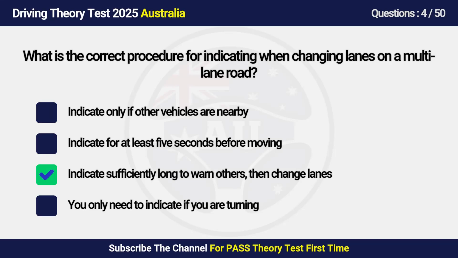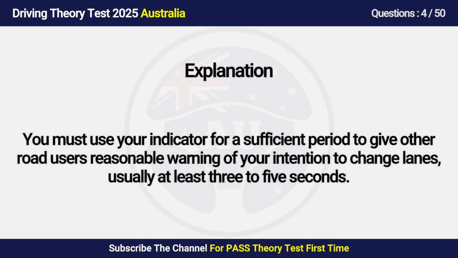Answer is C. Indicate sufficiently long to warn others, then change lanes. You must use your indicator for a sufficient period to give other road users reasonable warning of your intention to change lanes, usually at least 3 to 5 seconds.